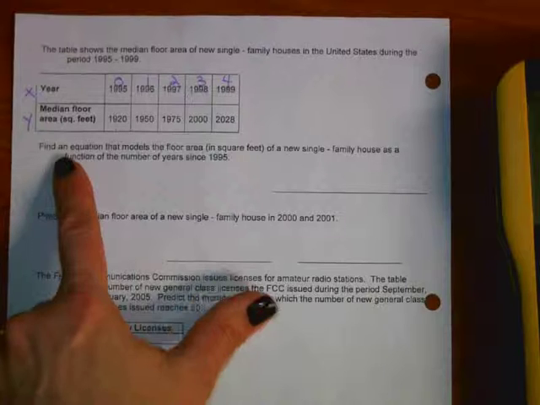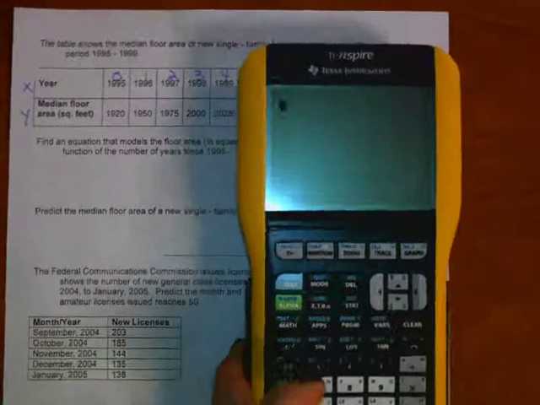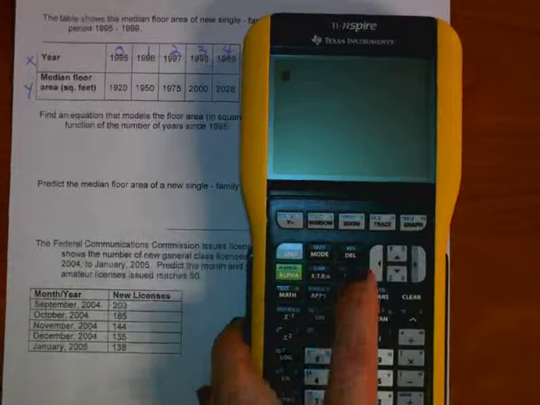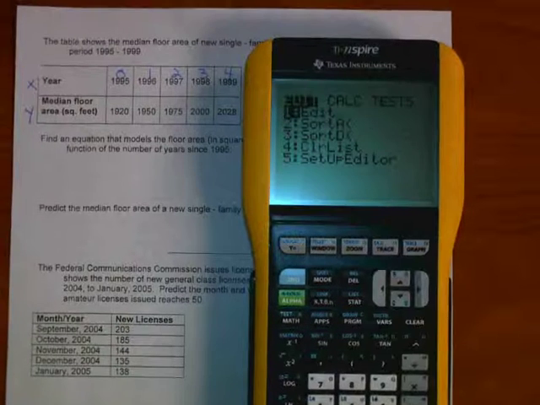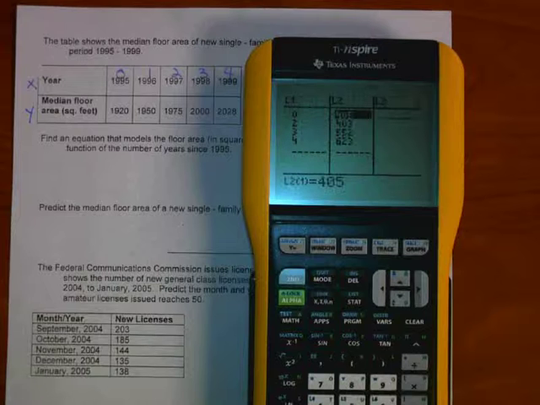First thing I have to do is find an equation that models the floor area. Well, I'm going to have the calculator do that. So you're going to do it again on your calculator. First step, go to the Stat button. You have to edit your lists. So you're going to push Enter for Edit.